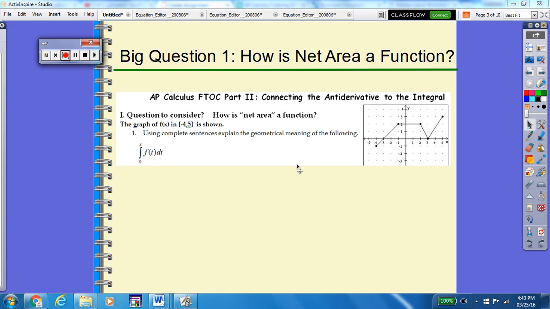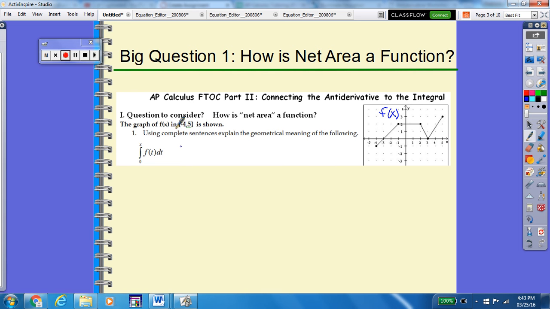So this is going to be a quick run through of what we talked about again on Thursday in terms of finding or evaluating the integral. The big question we're going to address in this video is: how is net area a function? So that's what we've got to keep in mind as we move forward. The function that we're looking at is f of x, and this function is drawn here. We're just going to label it f of x so we know. The other thing to keep in mind, we're just going from -4 to 5. That's where it exists, okay?